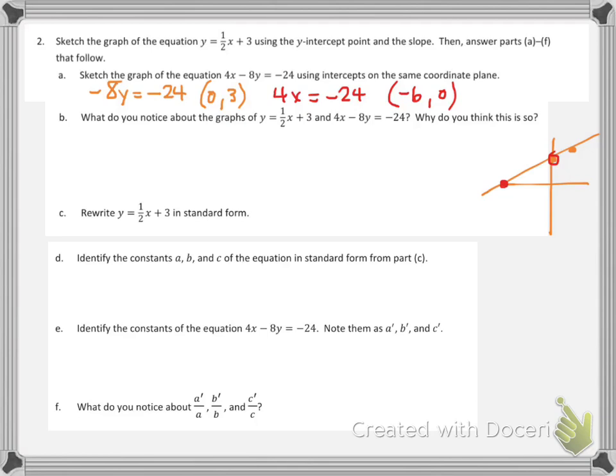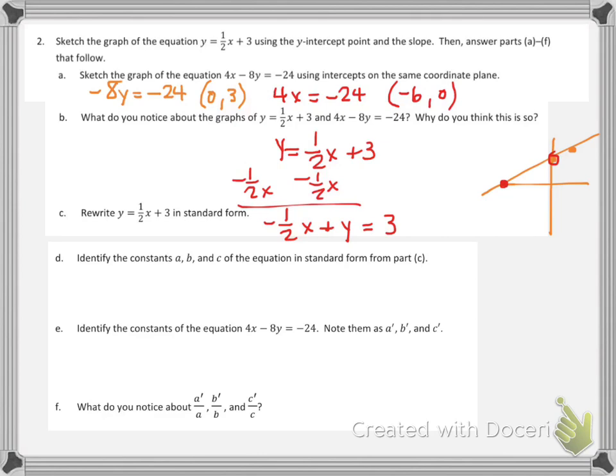Interesting. I think because of what I learned last time, one equation is just a multiple of the other. One equation is a certain number of times bigger than the other, and maybe we can figure that out. So let's make y equals 1/2 x plus 3 in standard form. Y equals 1/2 x plus 3. I'm going to subtract 1/2 x from both sides, and that gives me a negative 1/2 x plus y is equal to 3. That's my standard form for the first equation.